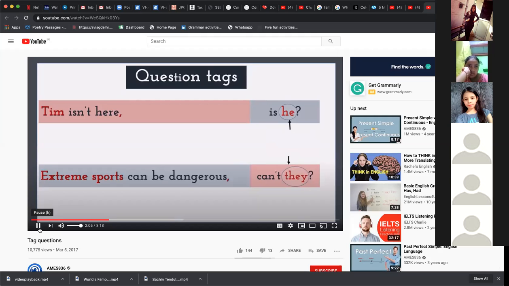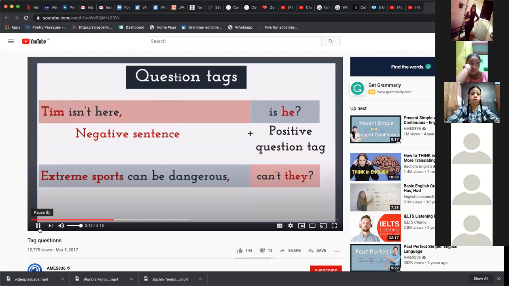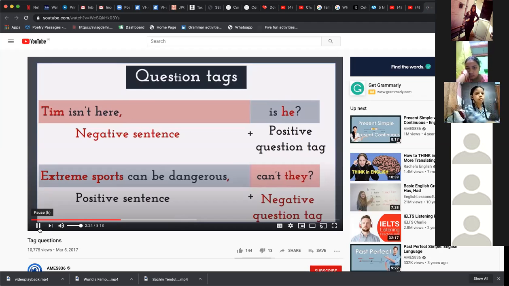And we use only personal pronouns. Negative sentence, positive question tag. If the main sentence is negative, the question tag must be positive, and the opposite. They will call it opposite. And if the main sentence is positive, the question tag must be negative.